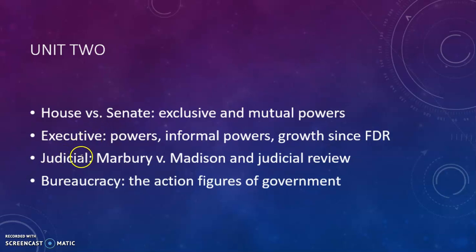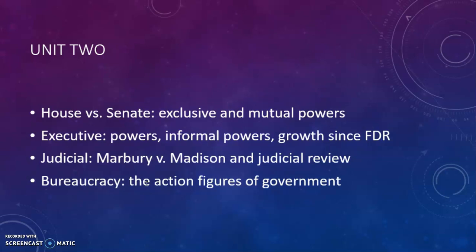In terms of the judicial branch, really the main thing to know is Marbury v. Madison is going to establish judicial review. Without this power, the judicial branch would be very, very weak. And then we have the bureaucracy, technically part of the executive branch, but keep in mind that they are the action figures of government. So when Congress passes legislation, the bureaucracy has to implement it, and sometimes they have a lot of authority, and this is called discretionary authority. Make sure you know that.